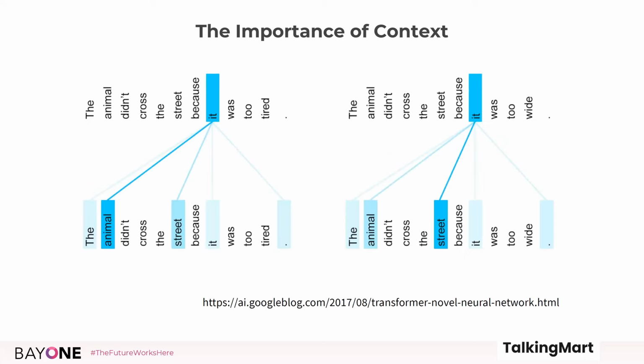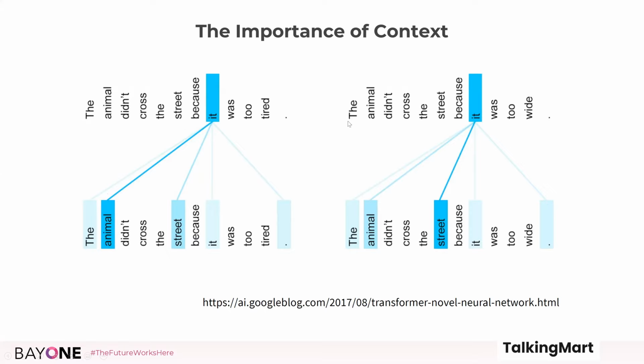So this slide actually might have been better even a couple of slides before. I just wanted to show you how context is important. And this is an old slide from Google. But here's a sentence. The animal didn't cross the street because it was too tired. Well, you and me, humans, know that the word "it" here refers to the animal.